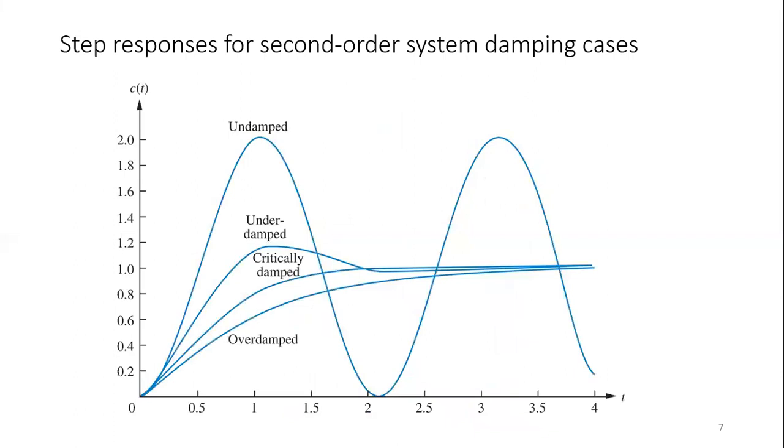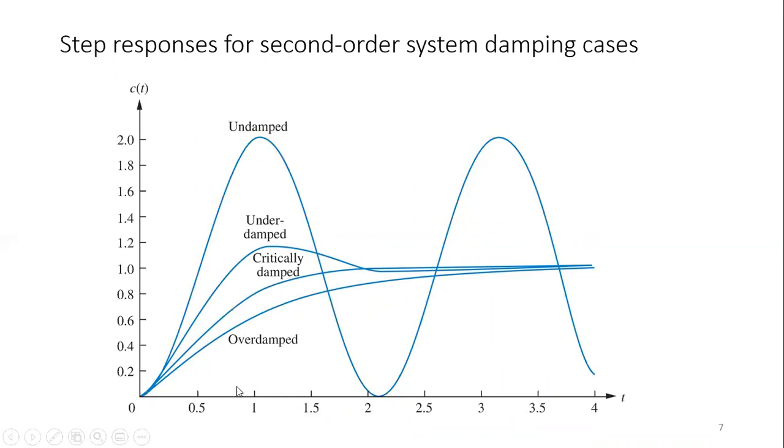If we combine all these four kinds of systems, you can expect the step response for a second order system to be one of four kinds of response: either undamped, underdamped, critically damped, or overdamped.